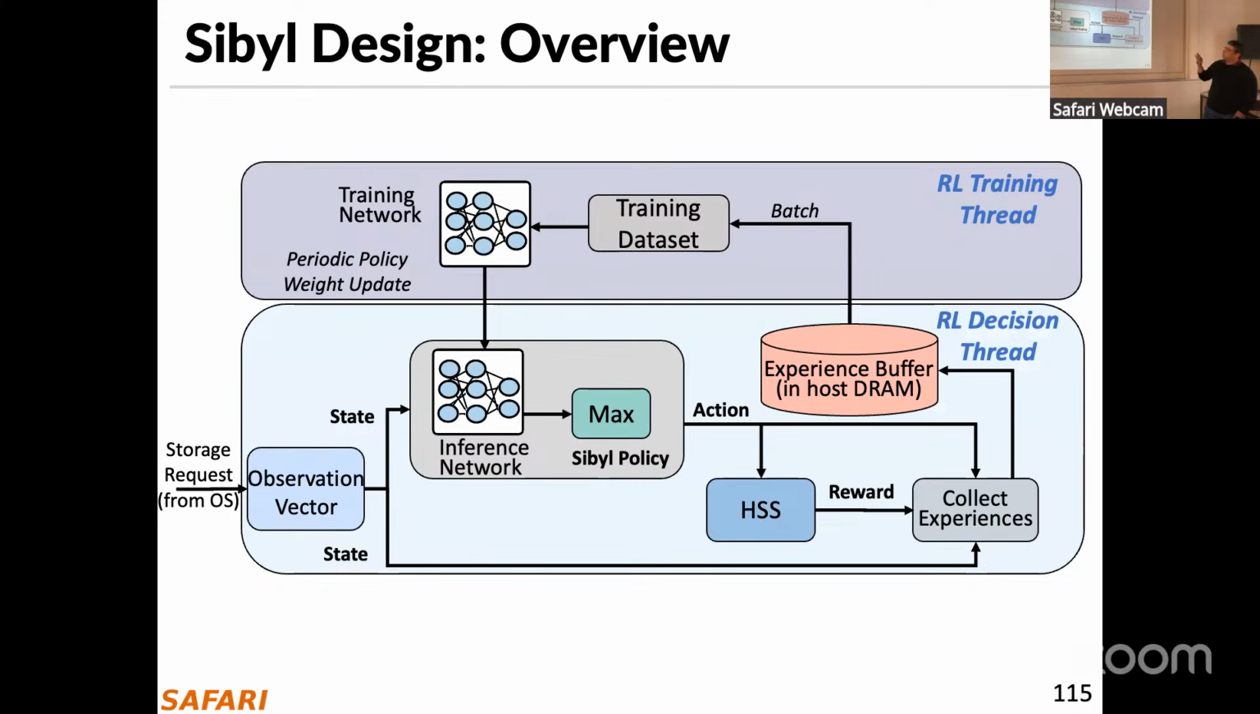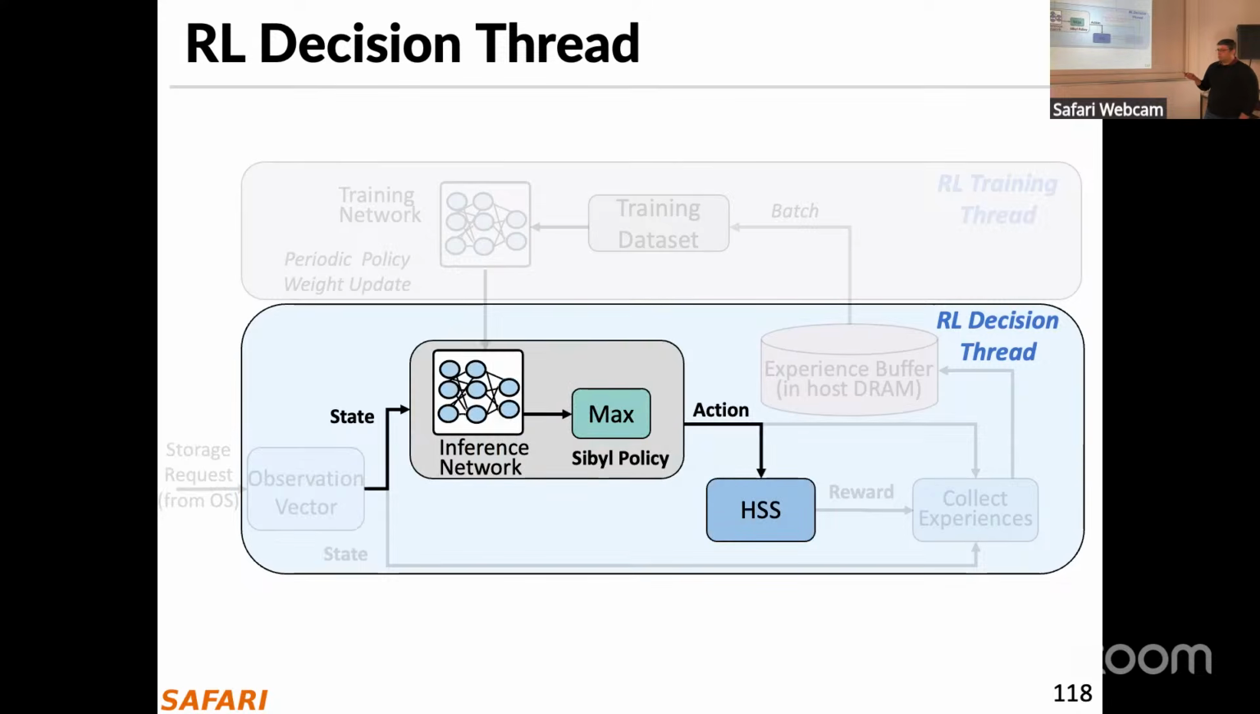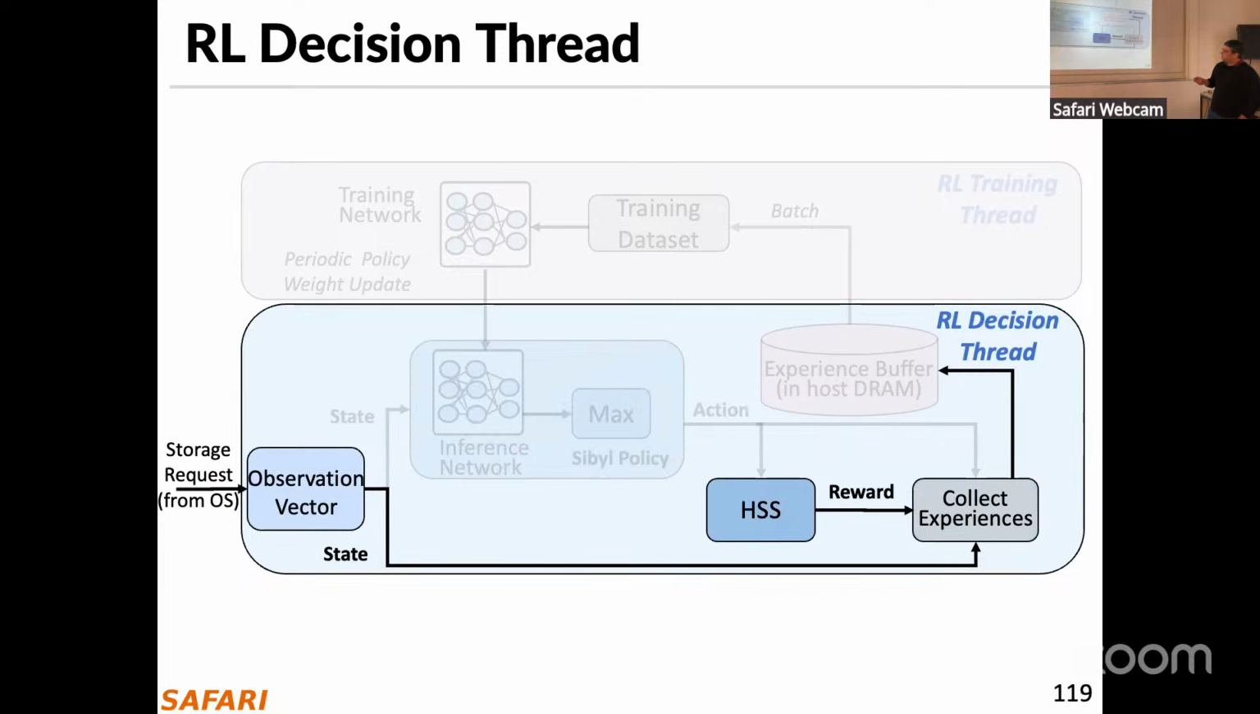Now, if you look at it more closely, this is the 2-threaded execution where you have the decision thread. When there is a storage request from the application or from the operating system, we extract the observation vector that I just showed before, where you take the access frequency, the access interval, and so on, and use that as a state, and provide that to the inference network, which gives you an action, which is to perform the placement in the HSS. The inference network's objective is to maximize the reward that the HSS provides. So when the HSS provides a reward to the RL agent, we take the state from the observation vector, the reward, and the action, and use that as an experience.